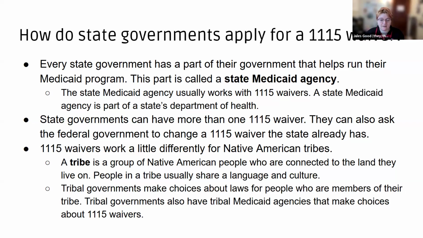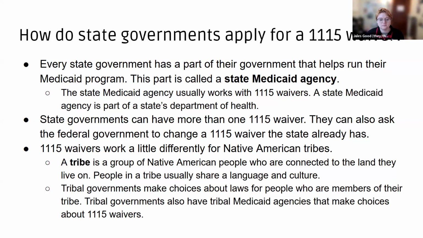So every state government has a part of their government that helps run their Medicaid program. It's called the state Medicaid agency, and they're the ones that usually work with 1115 waivers. A state Medicaid agency is a part of a state's Department of Health. State governments can have more than one 1115 waiver in the mix at a time. They can have a mix of active 1115 waivers that have already been approved and then apply for more. They can also ask the federal government to change a waiver that the state already has. So if they've applied for one, it got approved, and now they want to make changes to it, that's another thing they can do.